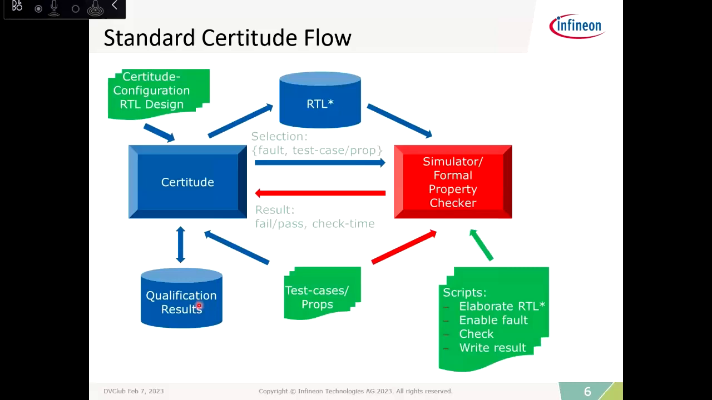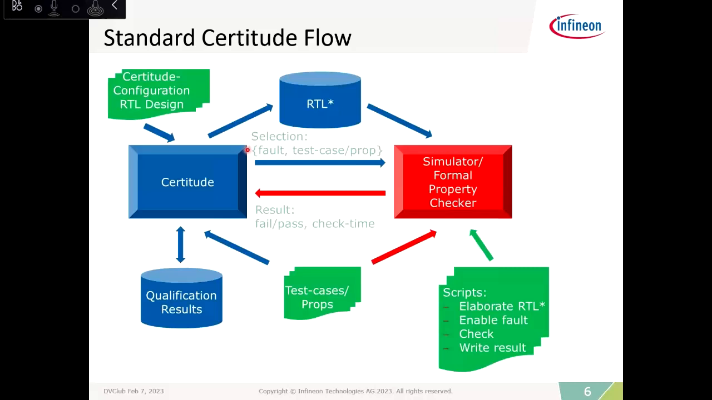Here you see the regular flow, using Certitude in combination with any verification tool. Certitude has master control, does instrumentation according to user-specified configuration files by running the model phase, which yields instrumented RTL code, here indicated by RTL star, with a list of faults to be qualified.